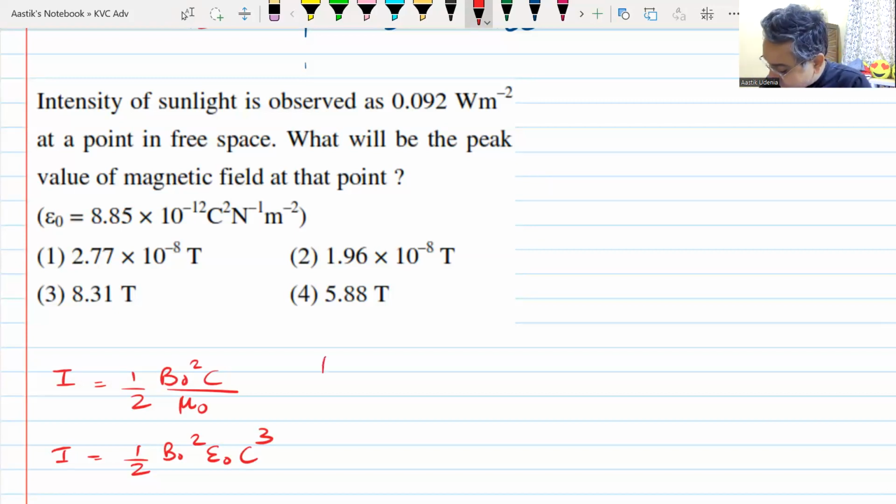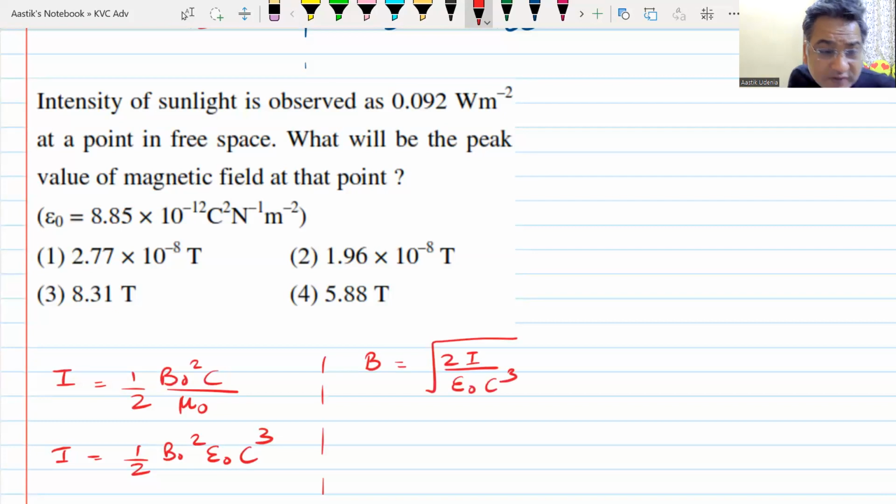That's it, my dear friends. From here, you should be able to calculate the value of B. B will be equal to the square root of 2I by epsilon naught C cube. Now the question should come in this fashion, but I have seen this question has come in your JEE. It's just a matter of calculation.